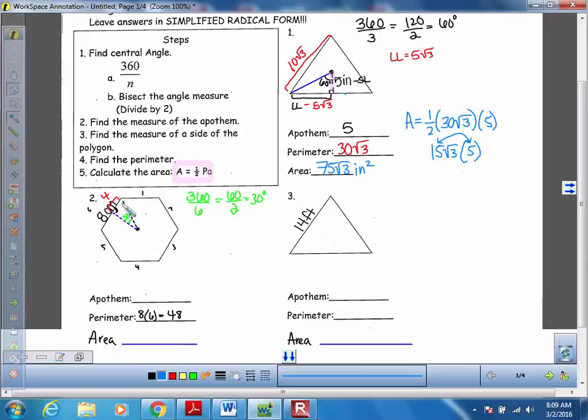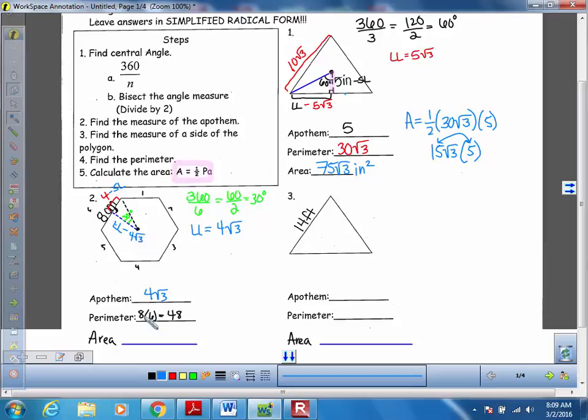If we're looking, my 4 is across from my 30, so that means this is my short leg. And then if I'm wanting to find my apothem, it's going to be across from the 60, so this would be my long leg. So we're going to use my short leg to find my long leg. Long leg is always equal to the short leg, which is 4, times the square root of 3. So that means my apothem is going to be 4 square roots of 3.